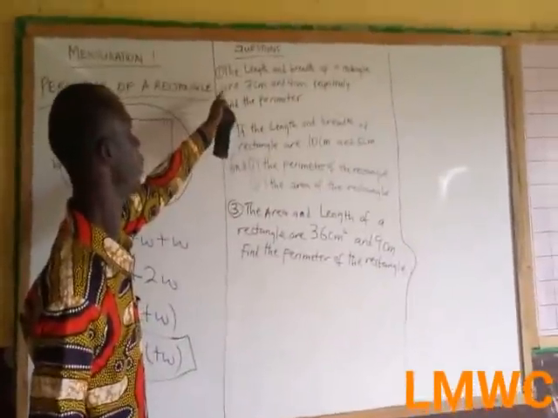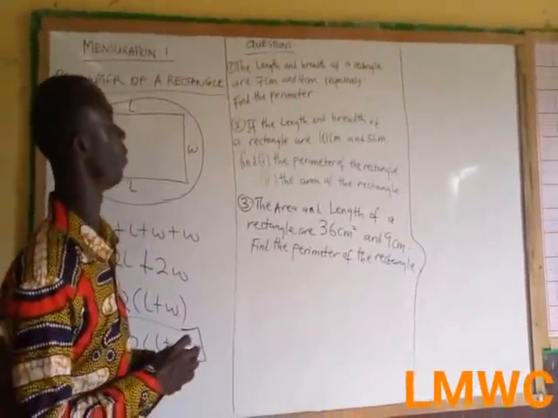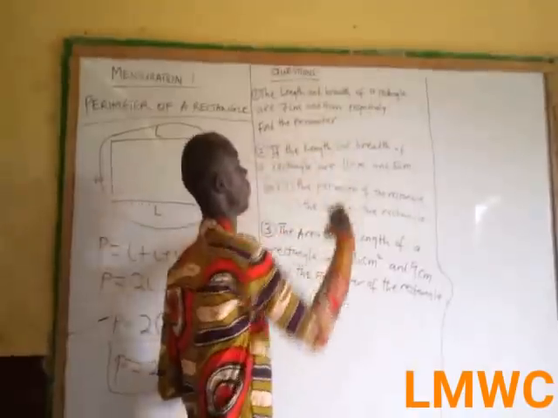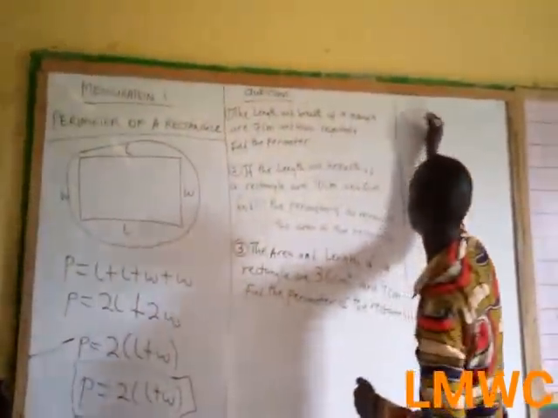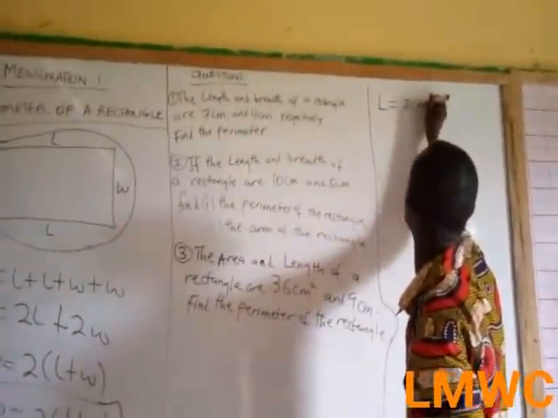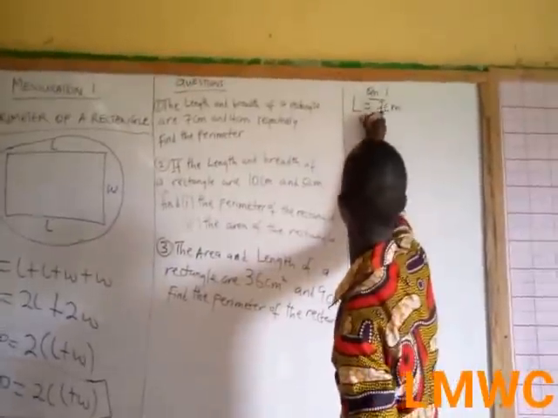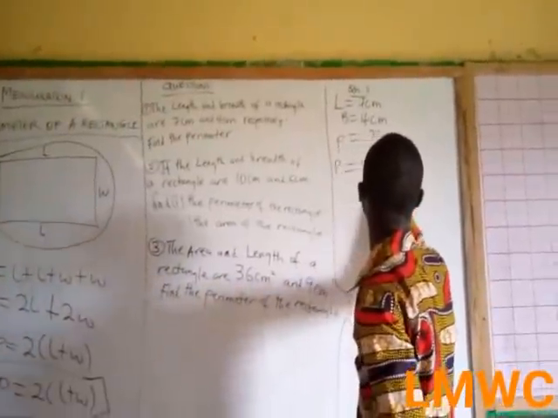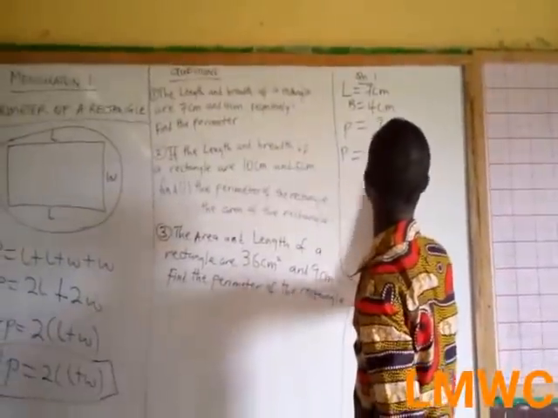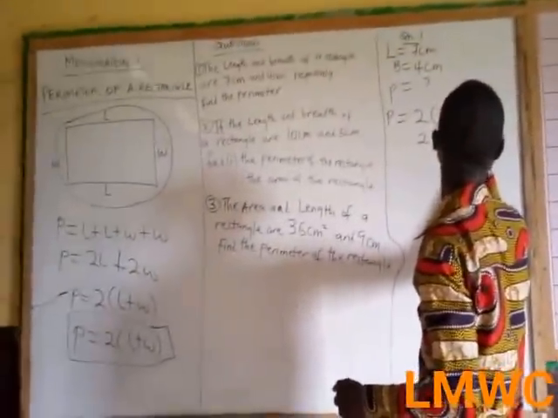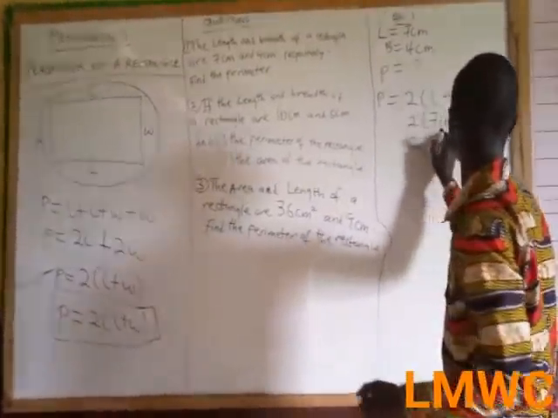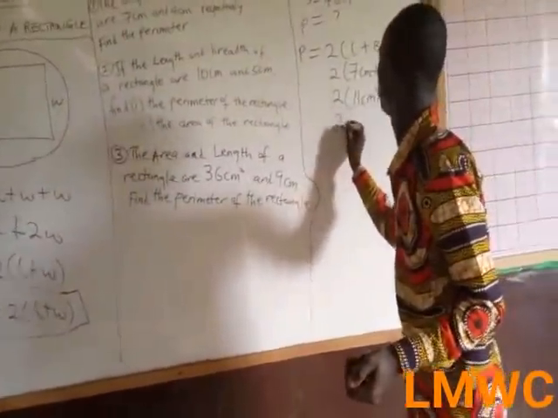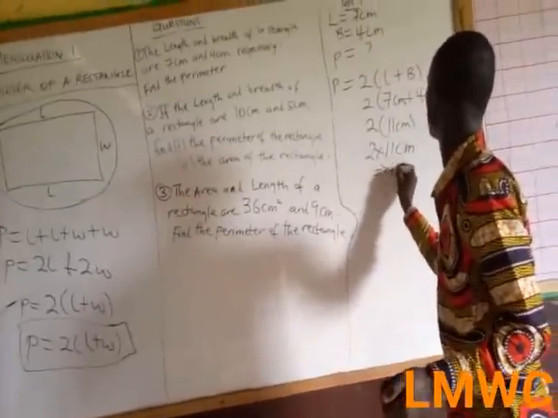So let's take these questions. Question 1. The length and breadth of a rectangle are 7 centimeters and 4 centimeters respectively. I believe now we all understand respectively. Find the perimeter. So we know the length as 7 centimeters and breadth as 4 centimeters. You have been asked to calculate the perimeter, you don't know. So P is equal to 2 bracket L plus B. What is L? L is 7 centimeters plus B, 4 centimeters. So 7 plus 4 is what? 11 centimeters. And anytime we have something like this, it's the same as 2 times 11 centimeters. And 2 times 11 is 22 centimeters.